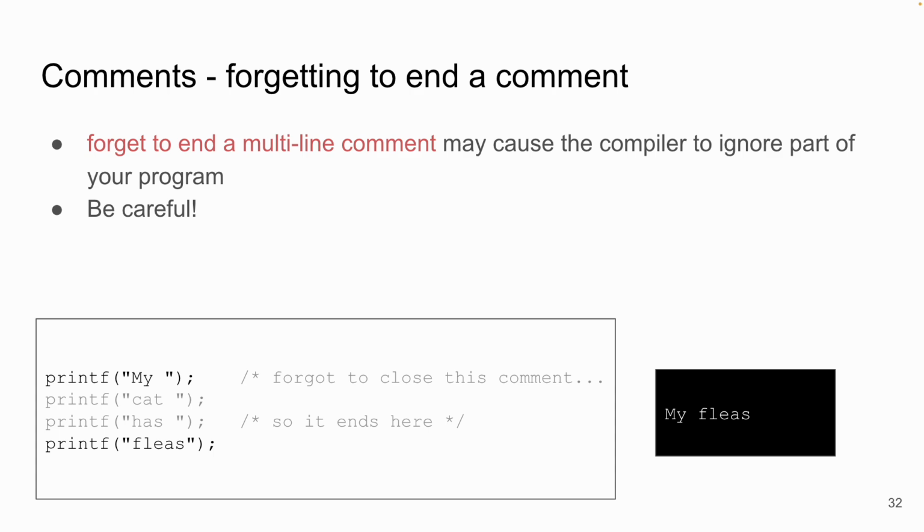And there are some bugs related to comments. The first bug is that sometimes we forget to end a multi-line comment. If you forget to do that, it might cause the compiler to ignore part of your code. For example, if we forgot to end the multi-line comment here, then the compiler will consider these two printf statements as included in the multi-line comment that starts here and ends here. So you will see the output look like this, not the anticipated output.